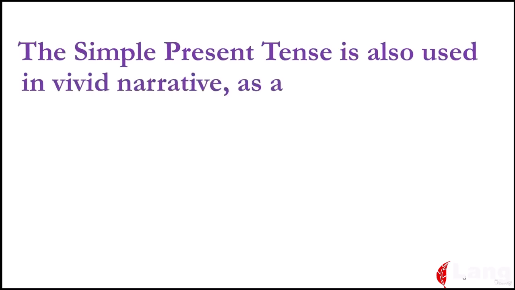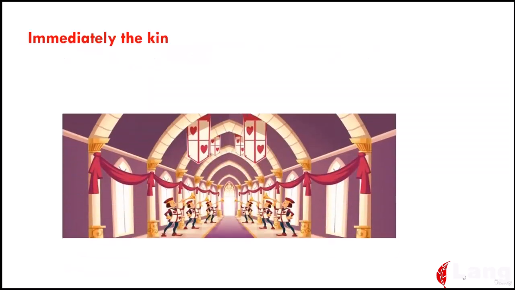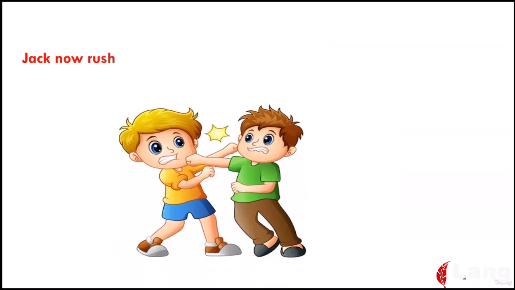The simple present tense is also used in vivid narrative as a substitute for the simple past. Examples: Immediately, the king hurries to his palace. Jack now rushes forward and deals a heavy blow to John.